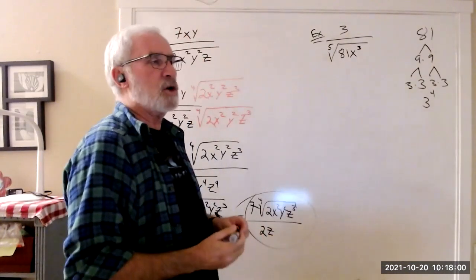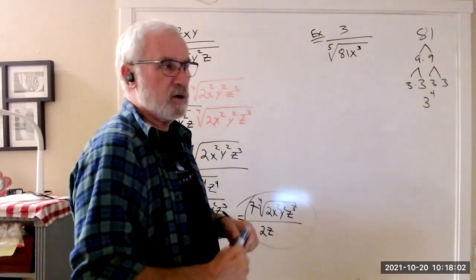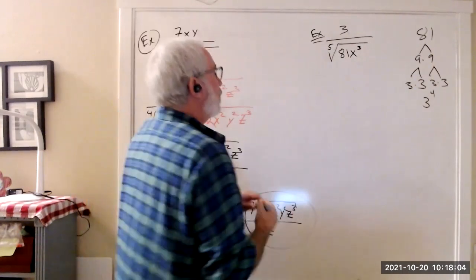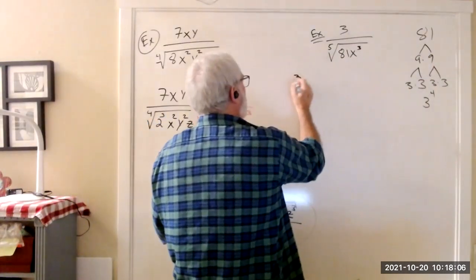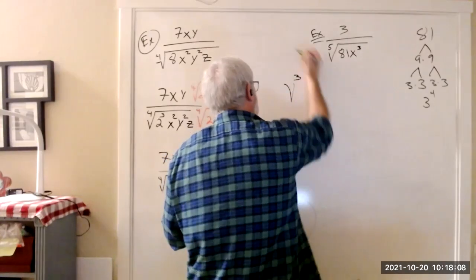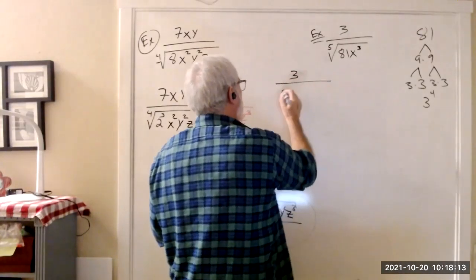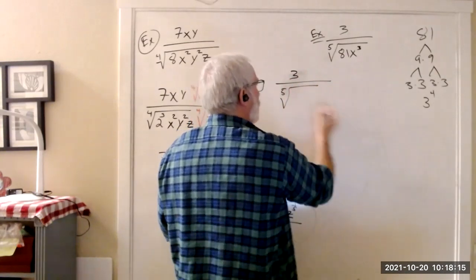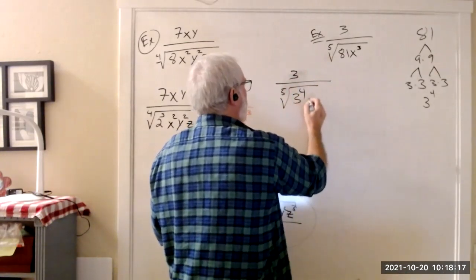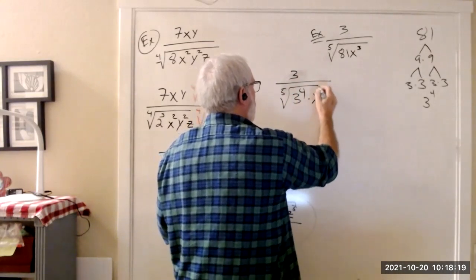Excuse me, I shouldn't say I know. I figured out that 81 is 3 to the fourth power. So my original problem is really 3 over the fifth root of 3 to the fourth power times x to the third power.